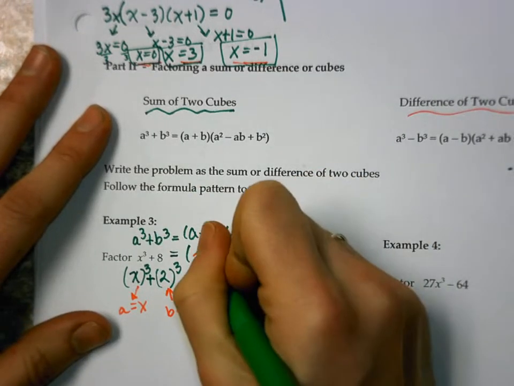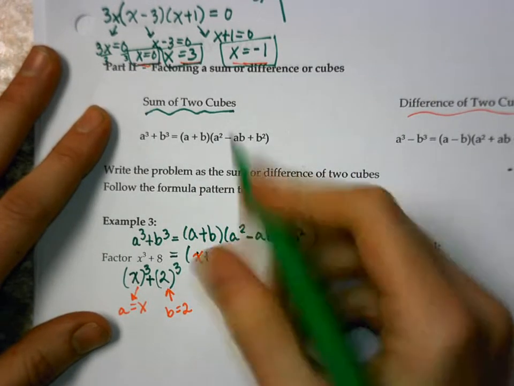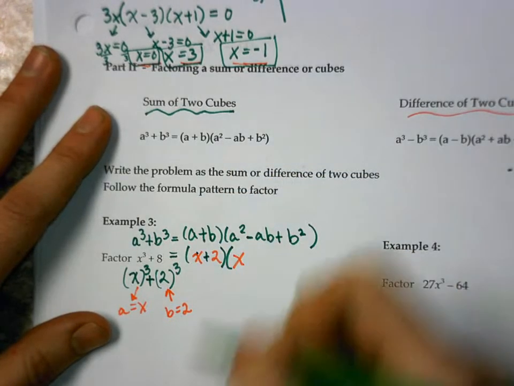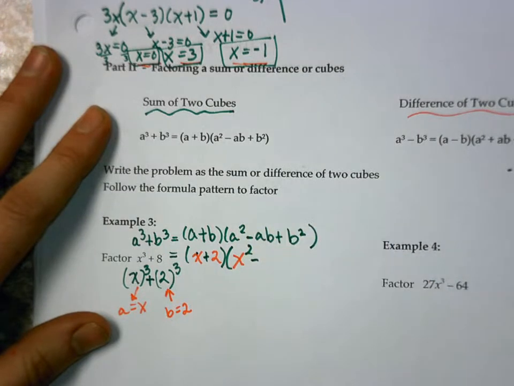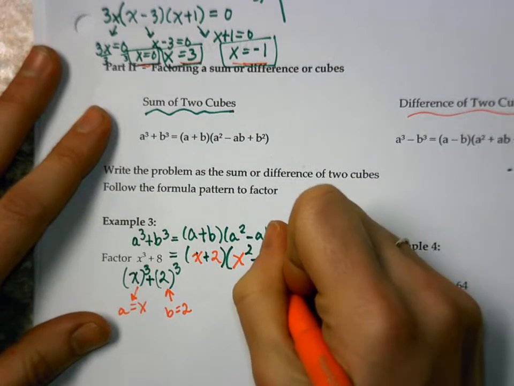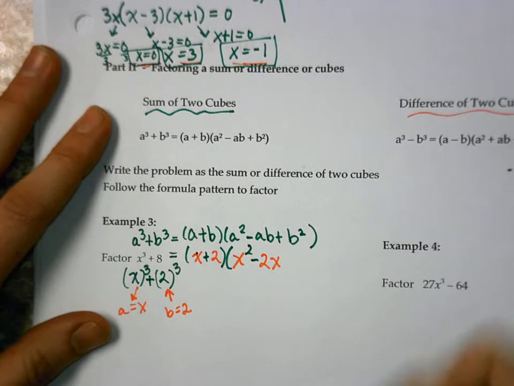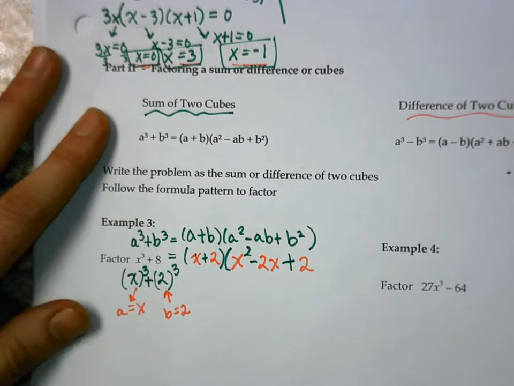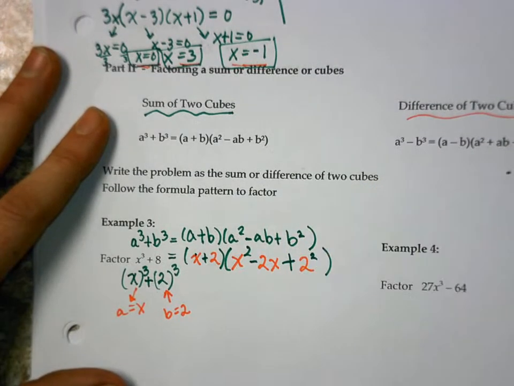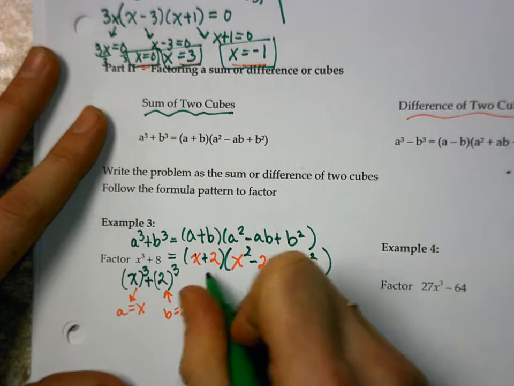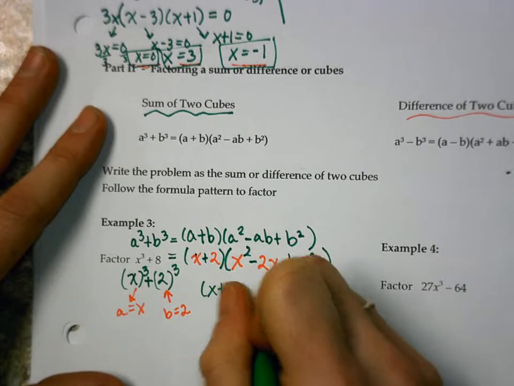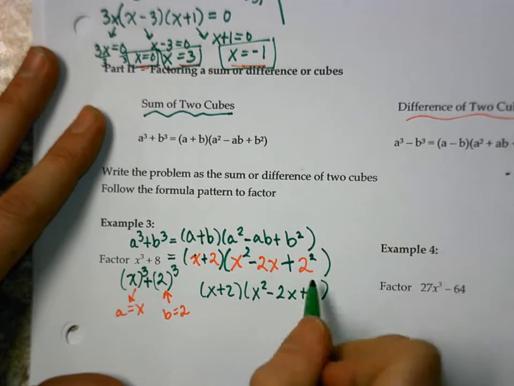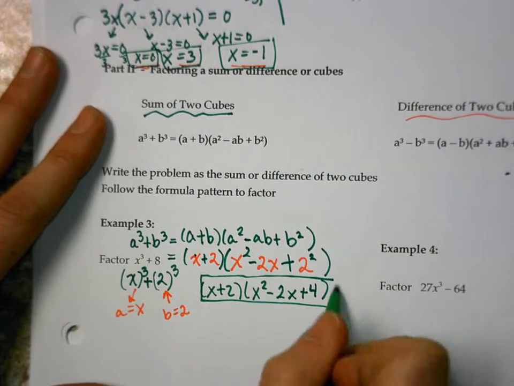So I have x plus 2 times x is a, so I have x squared minus a was x times b which is 2, so 2x, plus b is 2, so I have 2, and then I square it. So this factors down to just x plus 2 times x squared minus 2x plus 2 squared, which is 4. And that's what it is when you factor it.